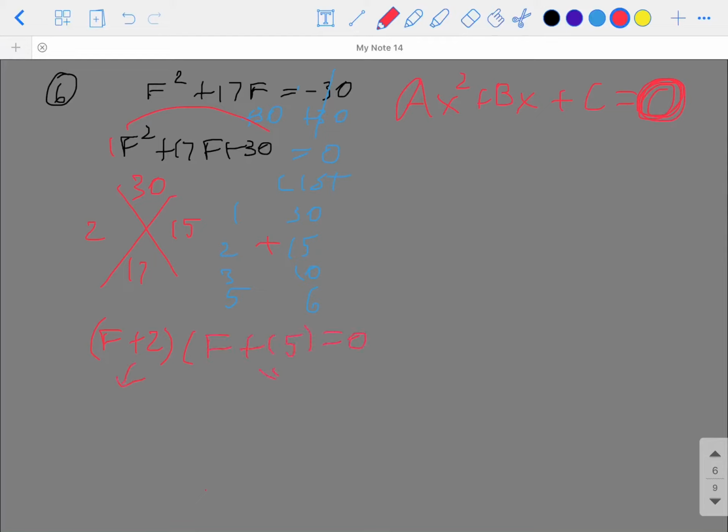From here, I'm going to split, so this reads f plus 2 is equal to 0, f plus 15 is equal to 0, and I'm going to subtract the 2 to both sides, and this becomes f is equal to negative 2. This, I'm going to subtract 15 to both sides, and it reads f is equal to negative 15.